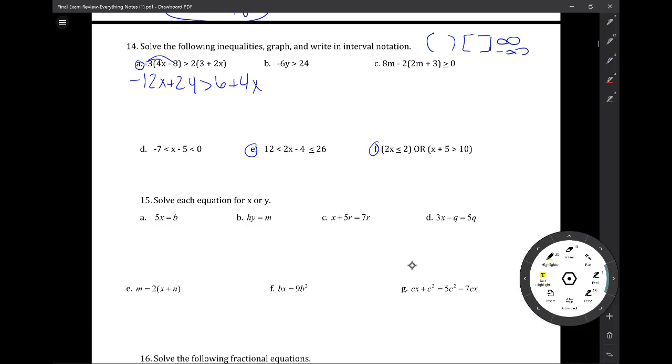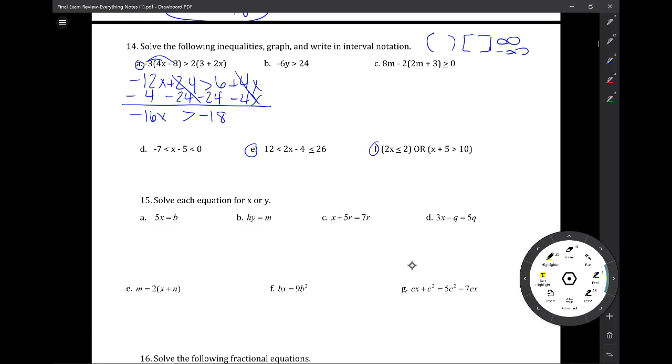All right, I personally always like my letter on the left. So if I can keep my x's on the left-hand side, I'm going to try and do that. So I'm going to move that over. So -16x, and at the same time, let me subtract my 24 to the other side. So I have negative 16x is greater than negative 18.